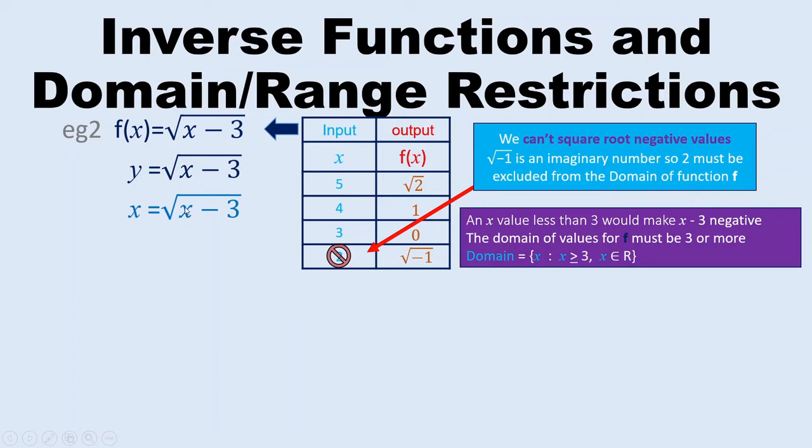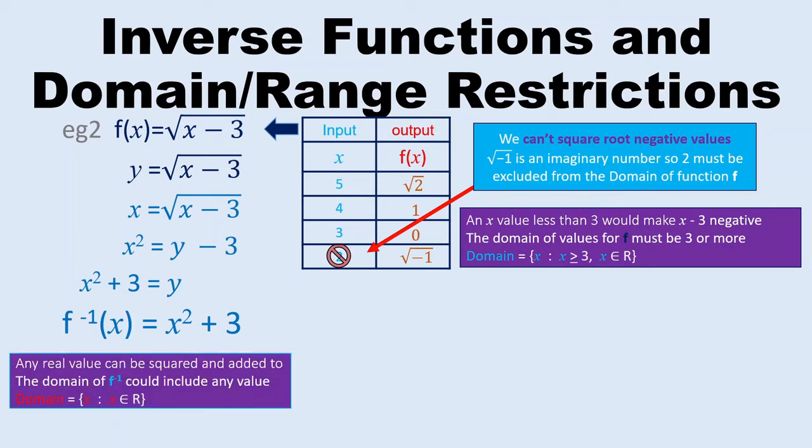To get the y on its own, let's undo these operations. So the opposite of square rooting is squaring. There, I've got my y as I should. And then the opposite of subtracting 3, we'll add the 3. So now that y is on its own, this is my inverse function. The inverse function of f is simply x squared plus 3.